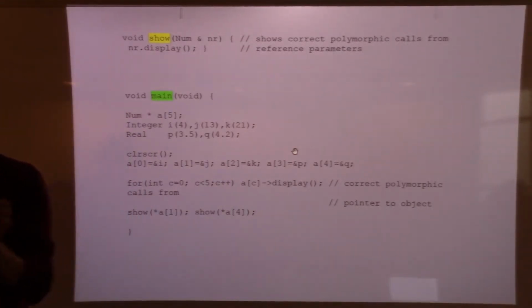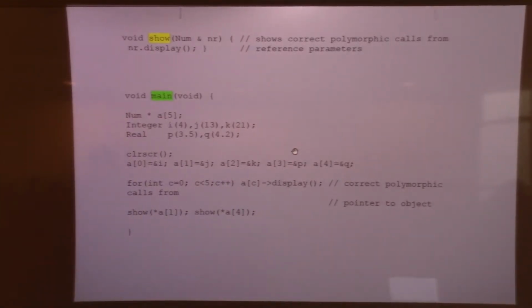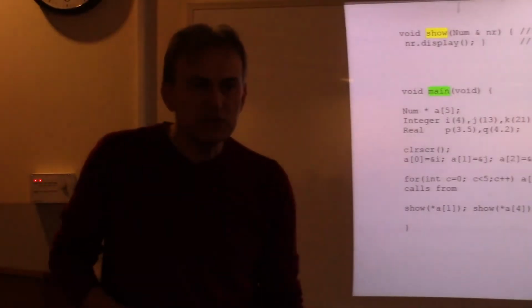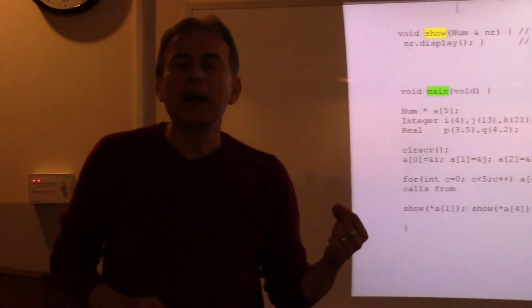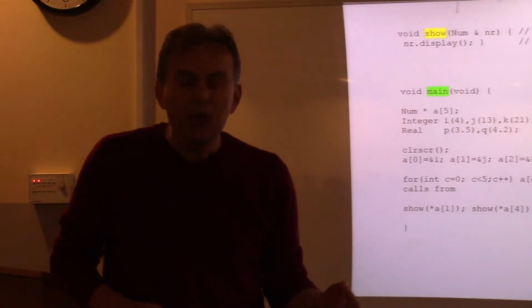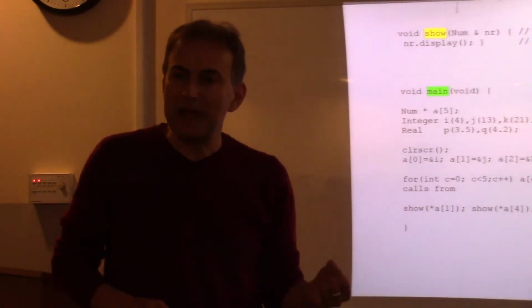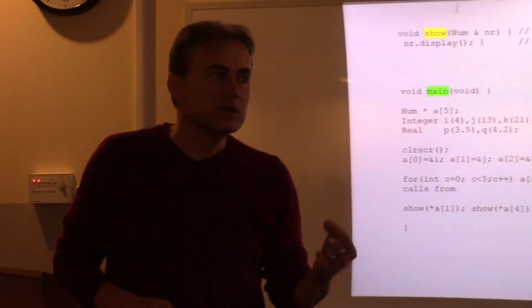Now the reason I'm pointing this out to you is I want you to understand that in order to have correct polymorphism in C++, you must pass the object by reference or by pointer. If you pass an object by value, polymorphism is not possible.